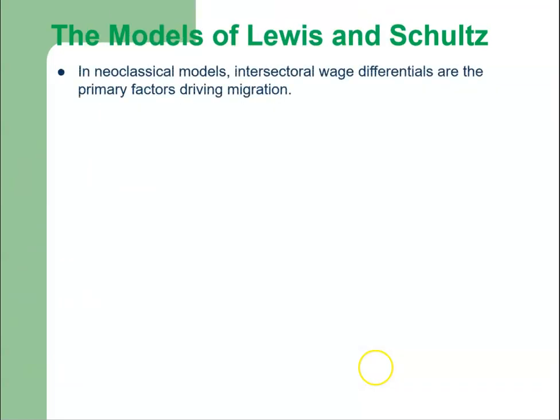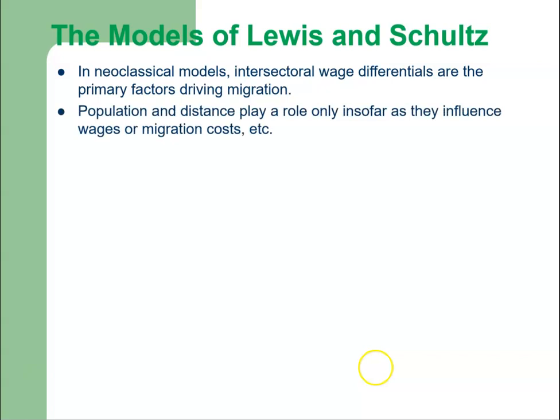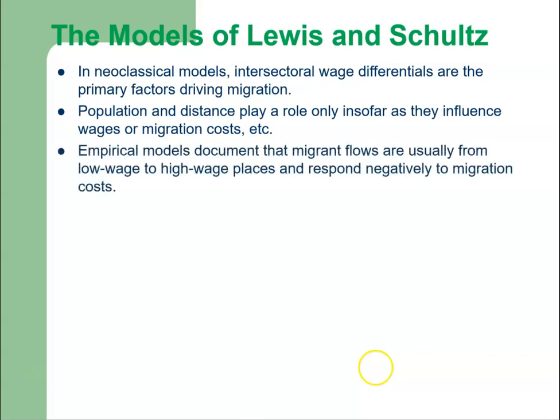In new classical models, intersectoral wage differentials are the primary factors driving migration. Population and distance play a major role only insofar as they influence wages and migration costs. Empirical models document that migrant flows are usually from low wage to high wage places and respond negatively to migration costs. It means if the wage differential between the two areas is greater, then there will be migration from the regions where there are lower wages to those regions where there are high wages. But migration will be negatively impacted by the cost of migration.